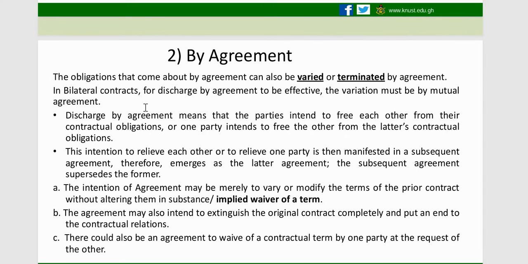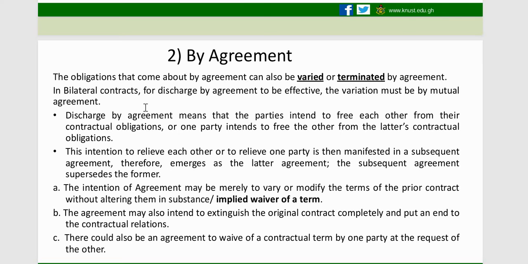So let's say by agreement, let's look at the second part. The second part is by agreement. So both parties can agree to end the contract before it's completed. Don't forget the subject topic that we are talking about. Ways we can discharge a contract. How can a contract be discharged? And second, we are saying it is by agreement. So both parties can agree to end the contract before it's completed, right?